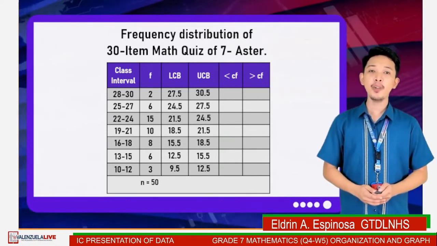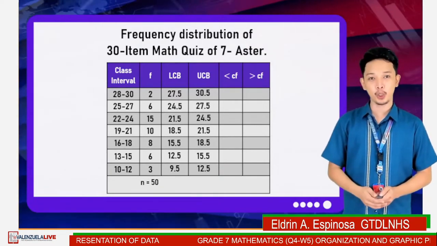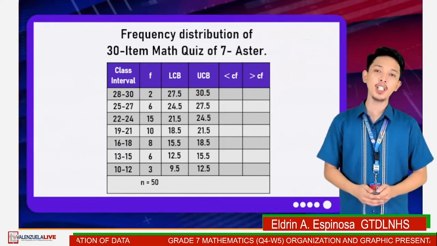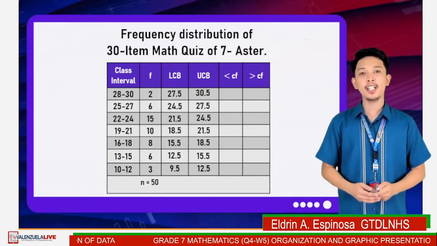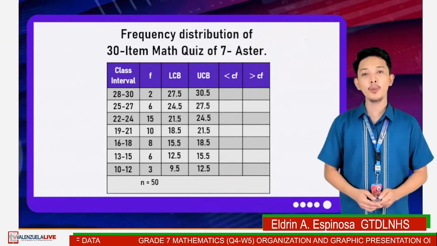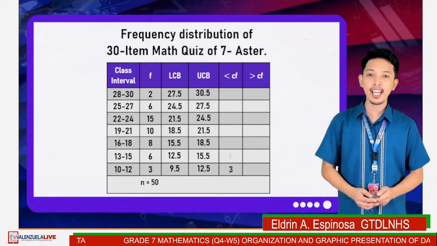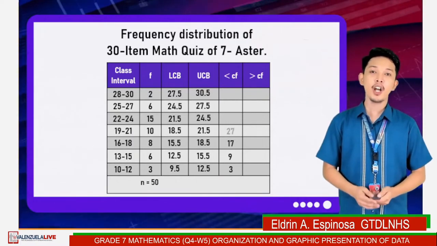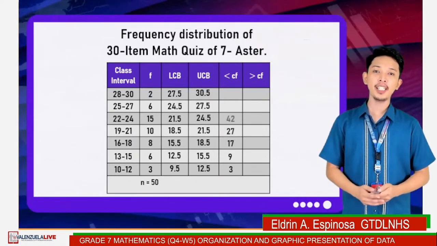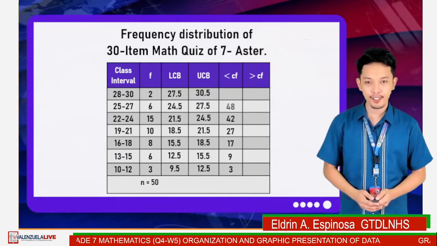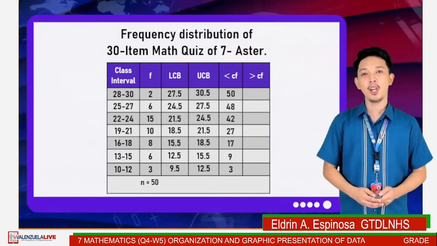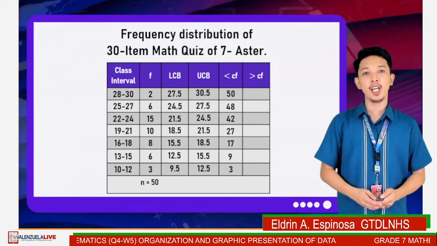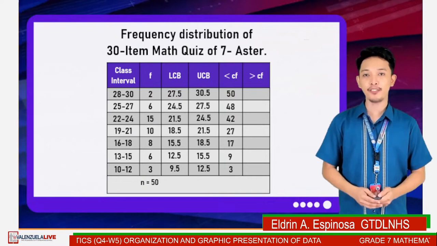Alright, we're going to start at 10 to 12 since it is the frequency of the class containing the lowest scores. Thus, under less than cumulative frequency, we will have 3, 9, 17, 27, 42, 48, and 50. Next, what value is in the cell under greater than cumulative frequency of class 22 to 24?